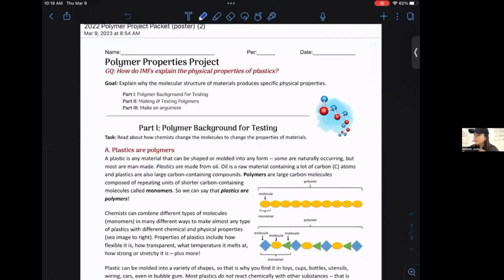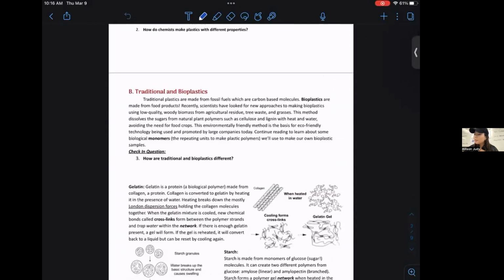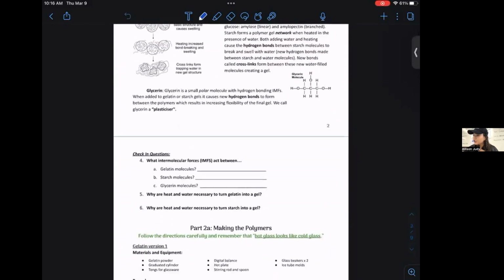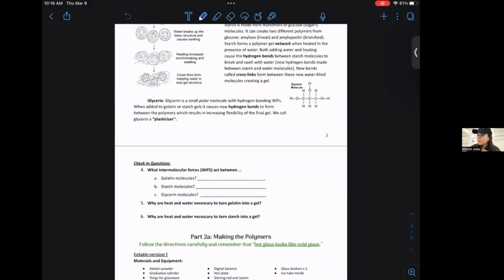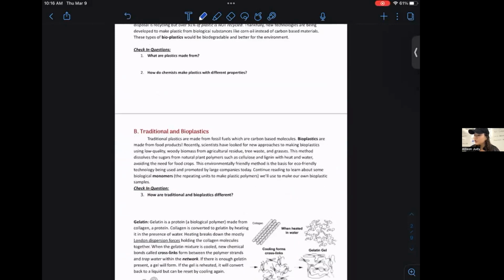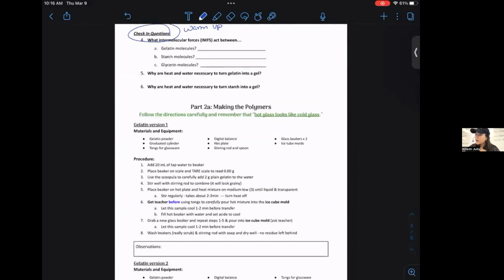So for this lab, there's a ton of background information, okay? I'm going to ask that tonight you read the background. It's 2 pages, and then tomorrow we will warm up with these questions. But I'm going to ask that tonight you read the background, page 1 and 2, and answer the check-in questions. And then I'm also going to ask that you read the procedure.